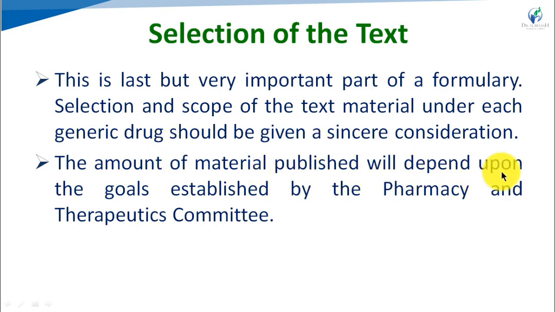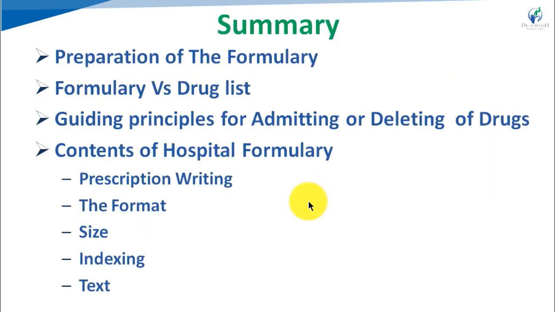The amount of material published will depend upon the goal established by the PTC. मतलब यहाँ पे whatever the things we are publishing, it costs some amount. So the text size, their font that should be included, that should be considered when we are preparing any hospital formulary. So these are some of the important things we need to consider when the PTC are preparing the hospital formulary. What should be the content, whether the hospital should consider their own formulary or they want to use the N.F.I.